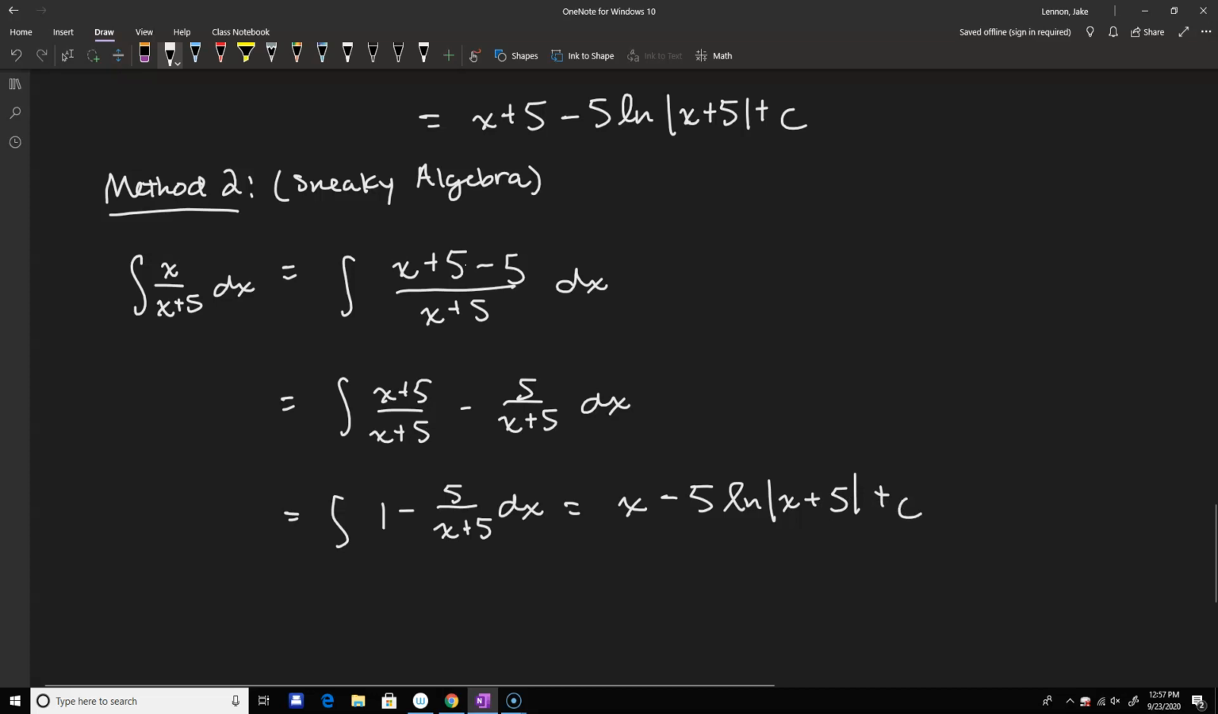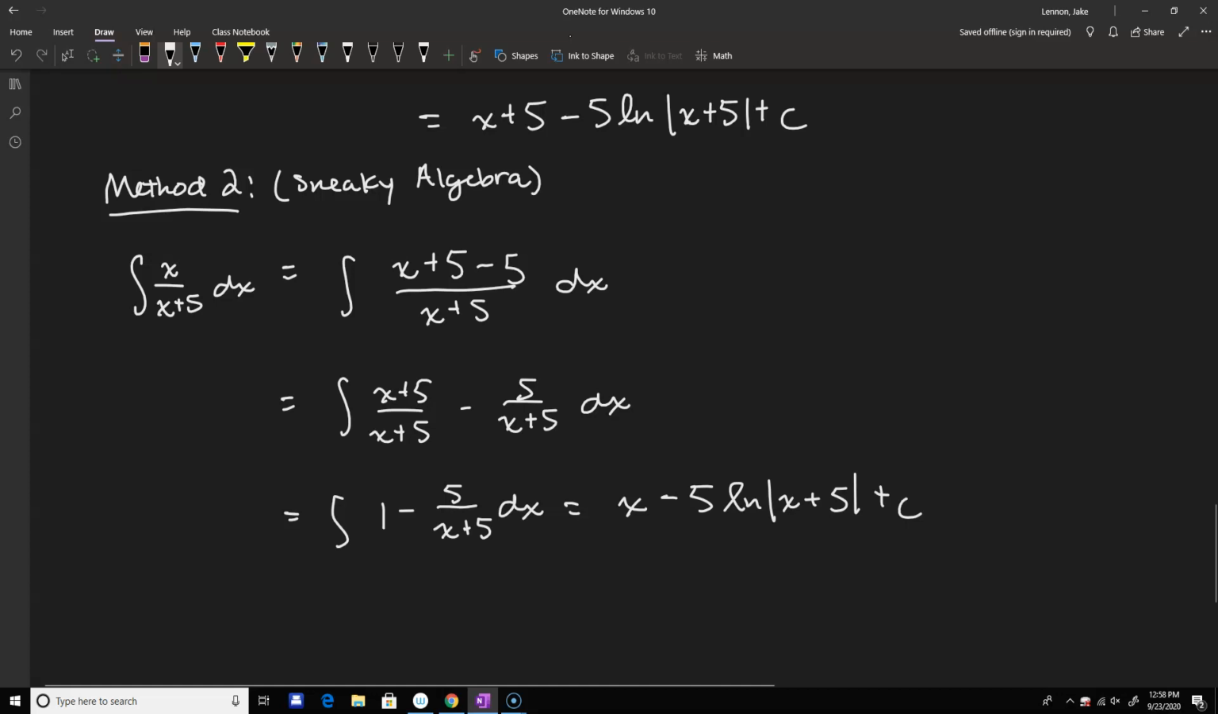So notice the answers do not look completely identical, because in the method 1 example we have x plus 5 minus 5 natural log of x plus 5 plus constant, and down below we just have x. We don't have that x plus 5. Well, remember that c is an arbitrary constant, so c plus 5 would be arbitrary as well. So although the answers look different in terms of general antiderivatives, they're actually, in all matter of fact, the same.